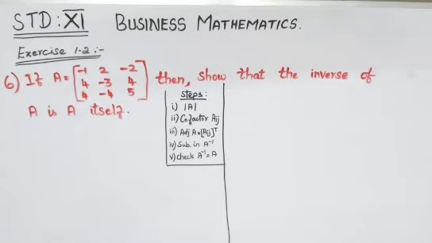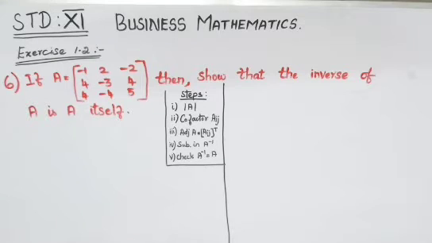Standard 11th Business Mathematics, Exercise 1.2, 6th question. If A is the 3 by 3 matrix given as: first row is minus 1, 2, minus 2; second row is 4, minus 3, 4; third row is 4, minus 4, 5. Then show that the inverse of A is A itself.